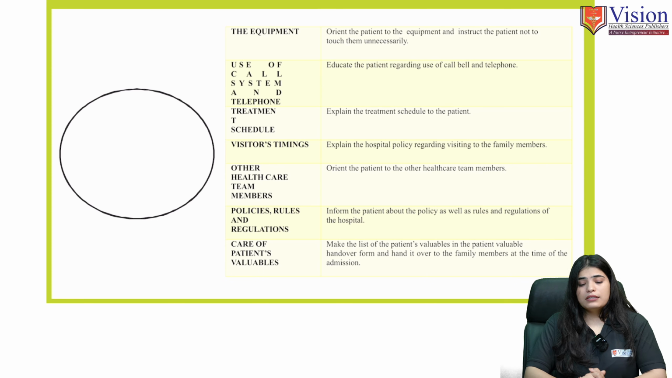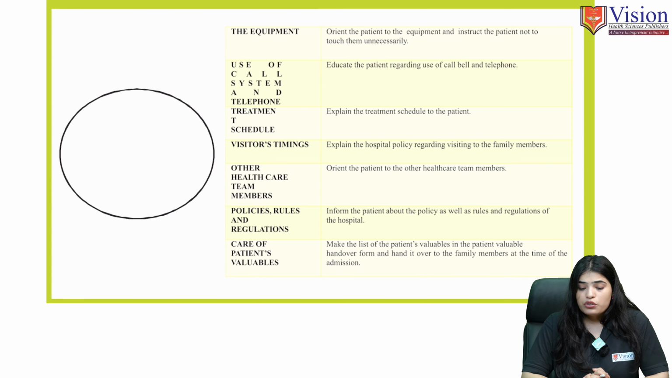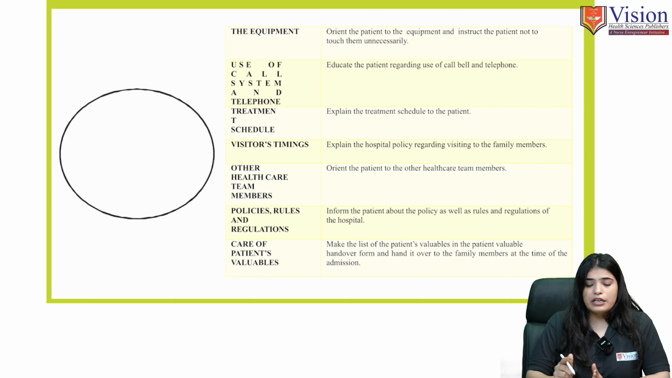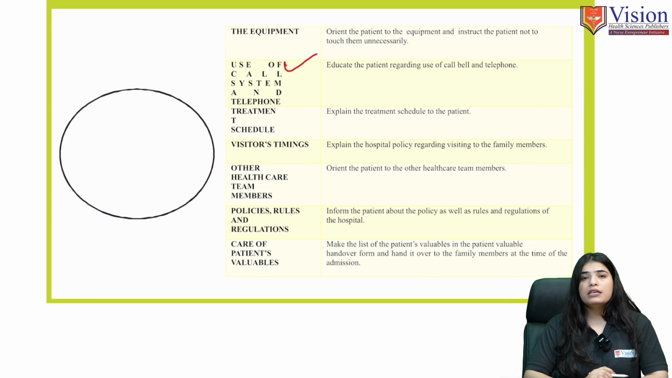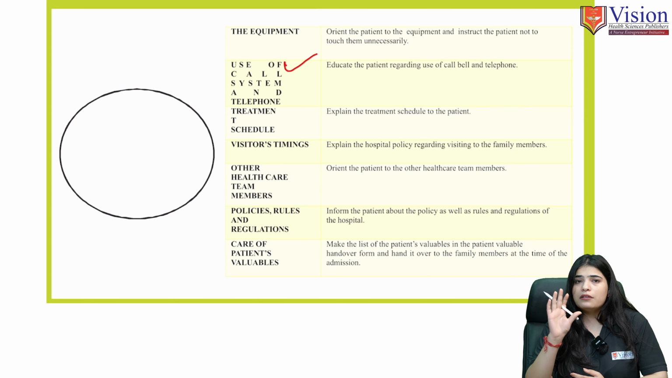So next is the equipment. What are the equipment that we need here? We have to orient the patients to the equipment. We have to tell them how to use the call system and telephone system. Sometimes some hospitals may have a call system. What is a call system? The patient will use that call, that bell or that telephone to ask the nurses to assist them whenever they need something.